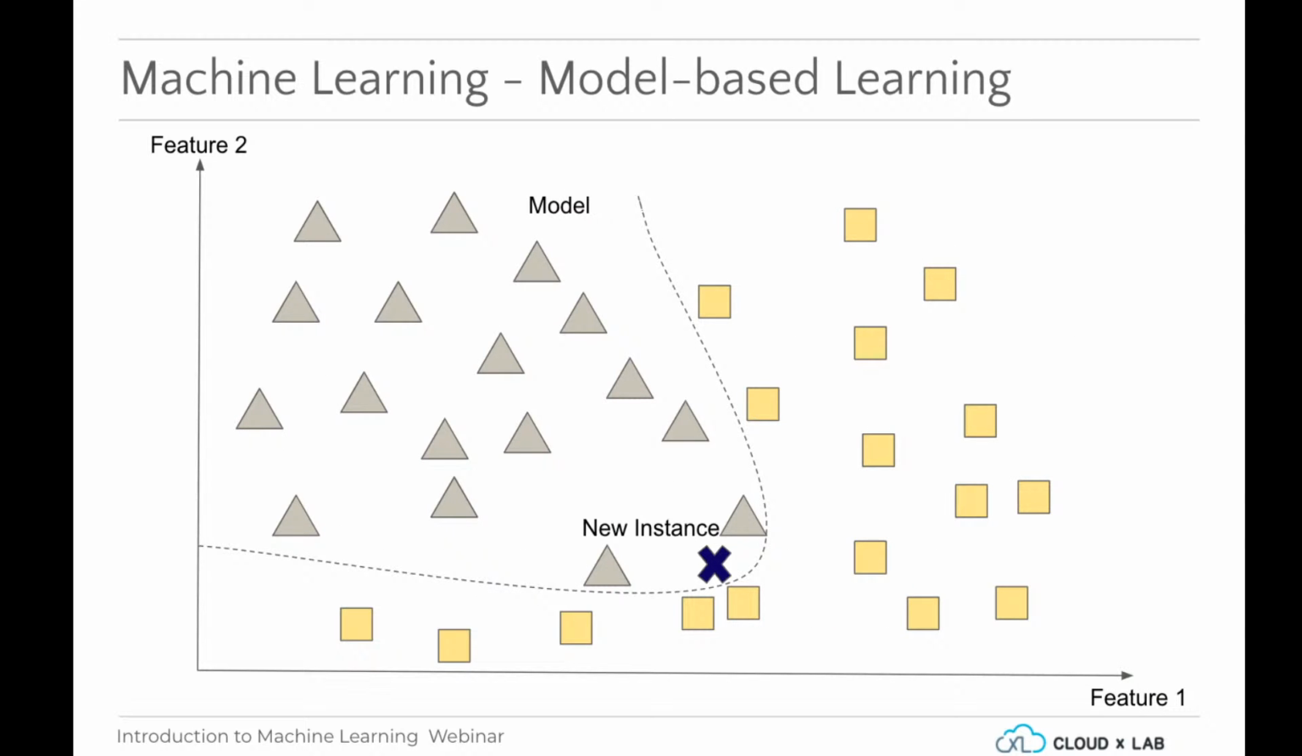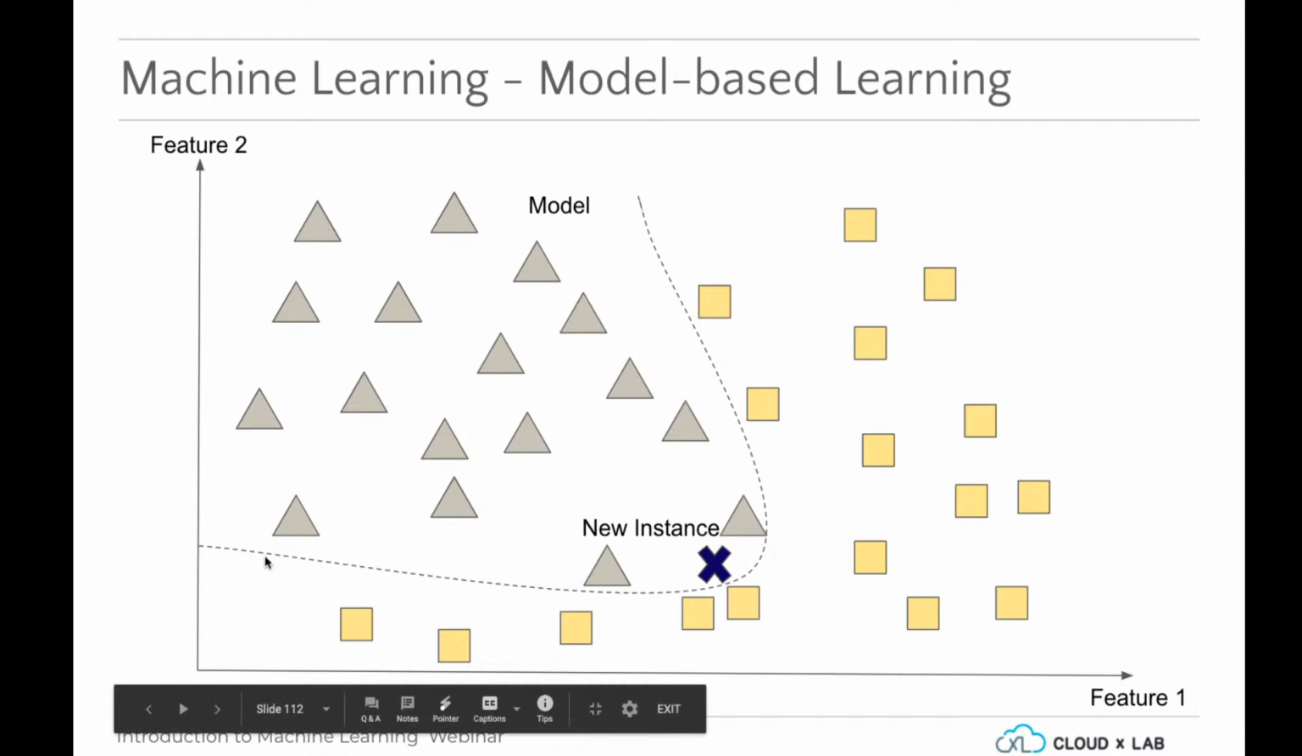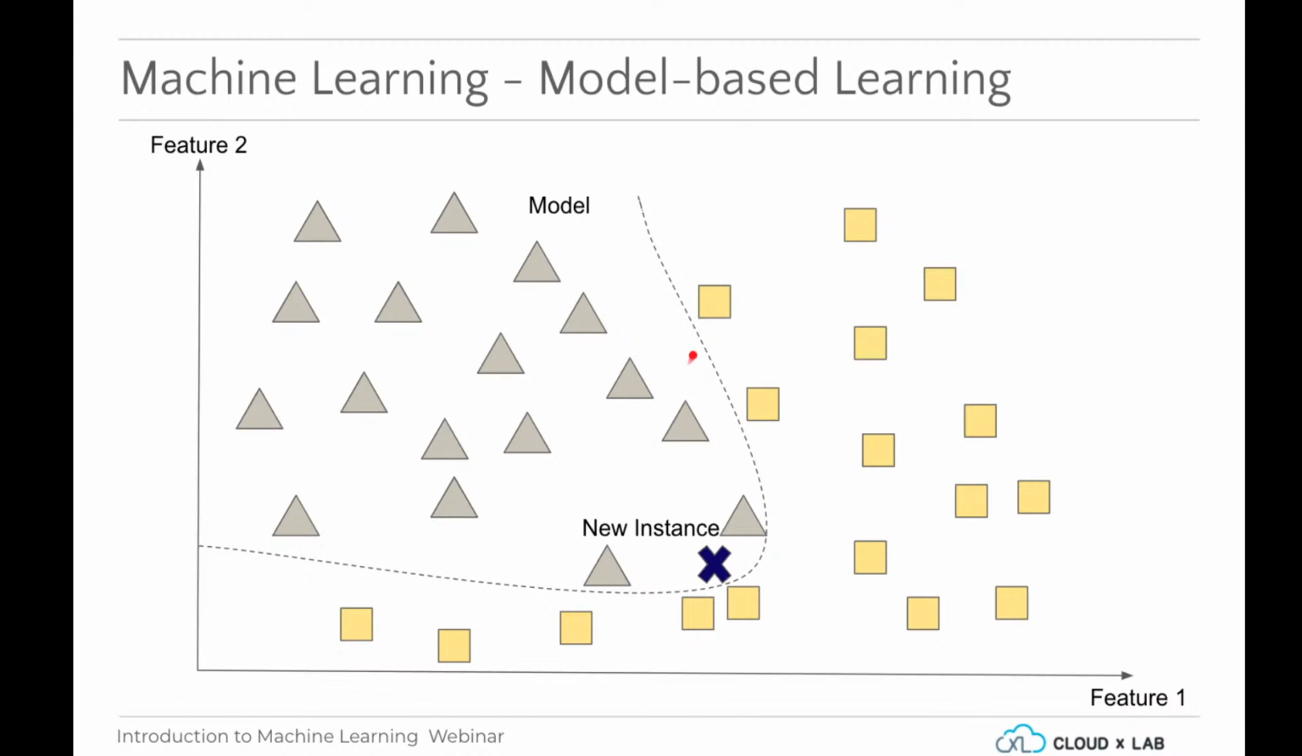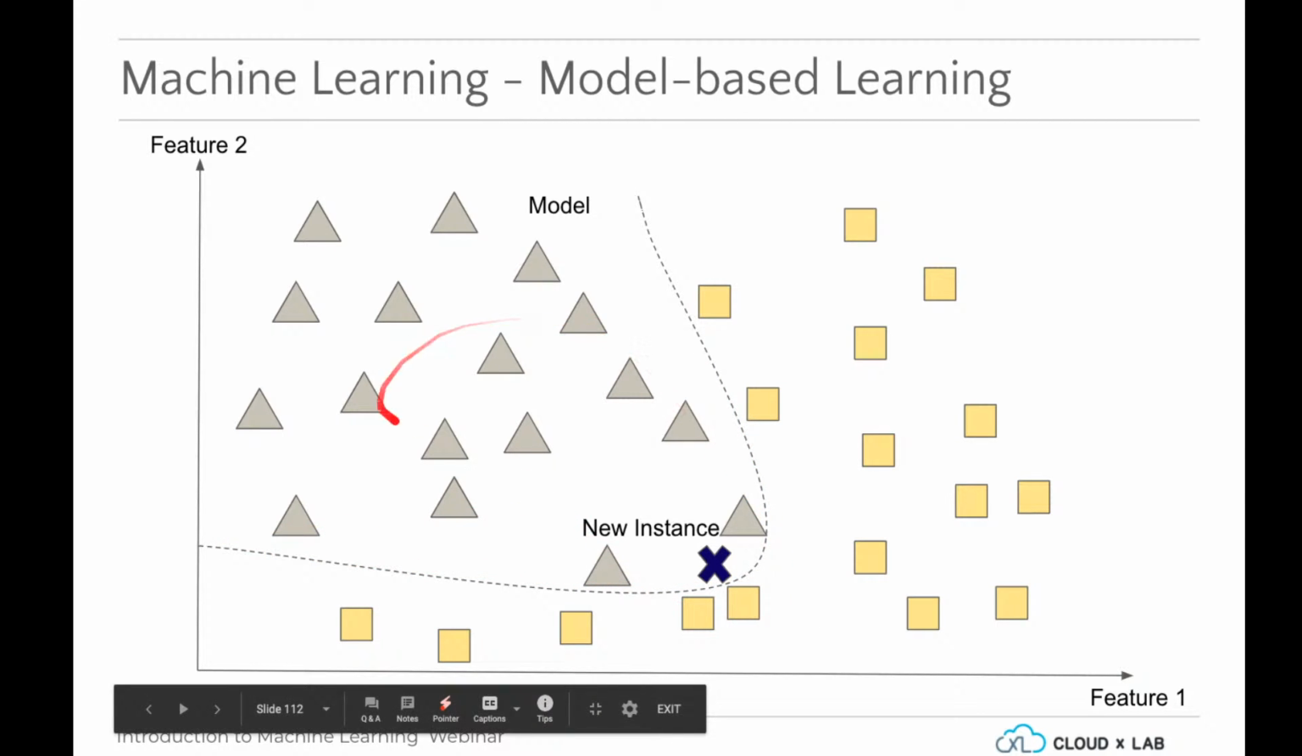Now there's the concept of model based learning. How does the model based one work? Say you have these rectangles and triangles, and you have a new instance over here. The model would build up a pattern, saying that, hey, this is the boundary between rectangles and triangles.